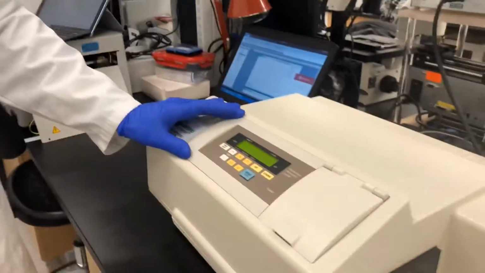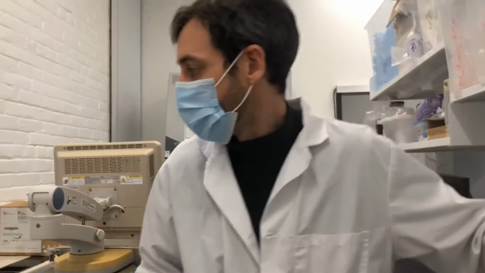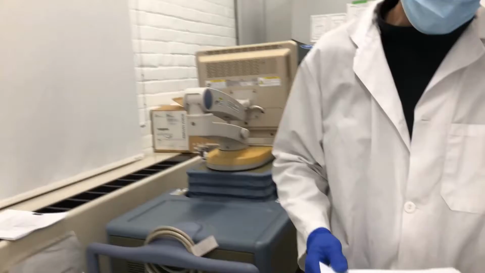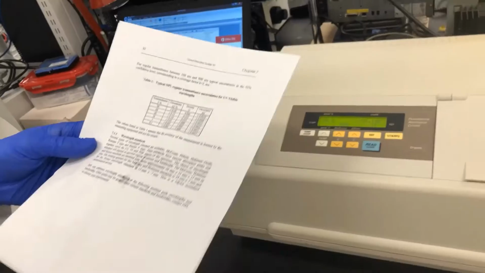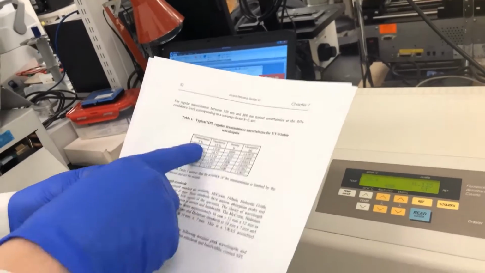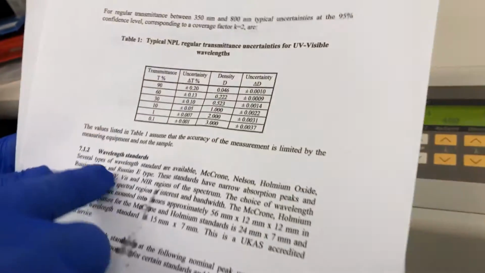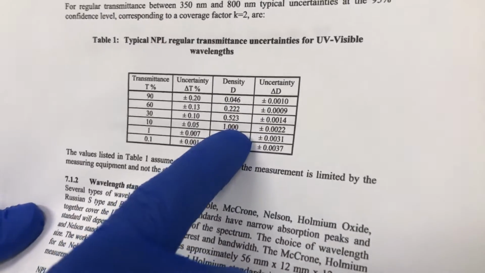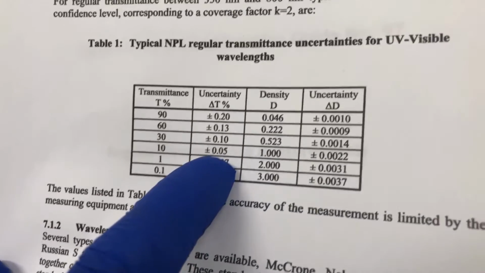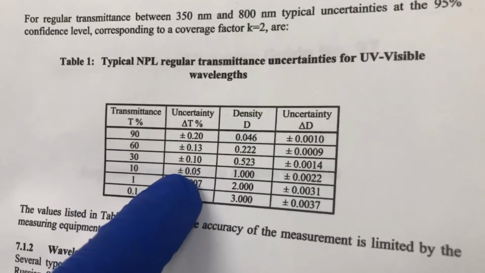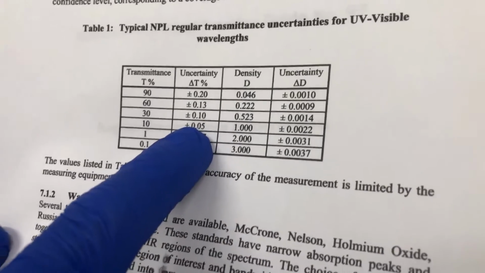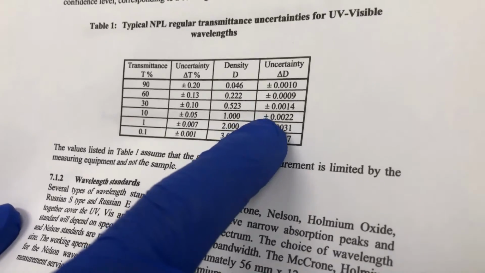And for what we expect here for the error, this would be based off of, say, any books that would contain what you expect for errors for transmission. So in this case, we have density of 1, which would be our water, and then our uncertainty for that 10% transmission would be plus or minus 0.05%. And the uncertainty here is 0.002.